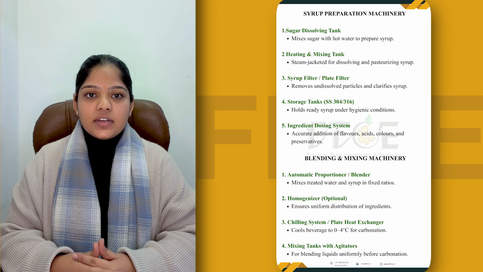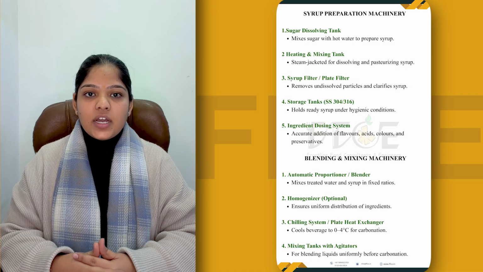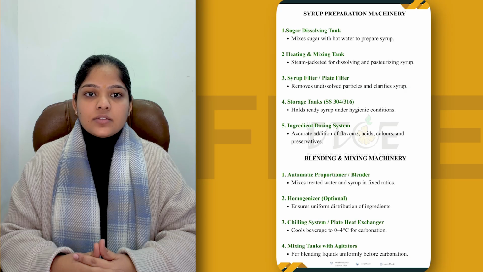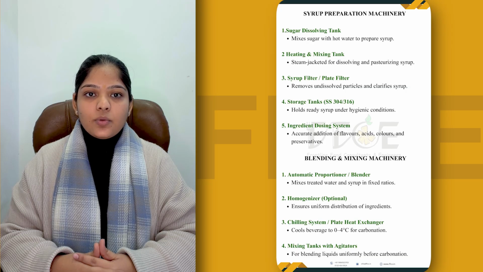Syrup preparation is where the taste and identity of the beverage are created. The process starts in a sugar dissolving tank where sugar is mixed with hot water to form a uniform syrup. Syrup preparation equipment are sugar dissolving tank, steam jacketed heating and mixing tank, syrup plate filter, SS304/316 storage tanks, ingredient dosing system. So once the syrup is ready, it is blended with treated water using an automatic proportioner.